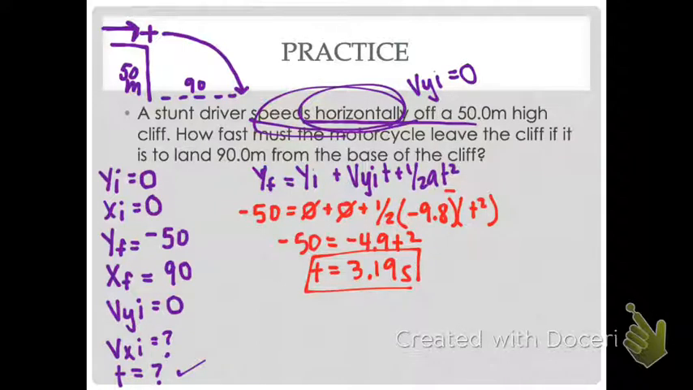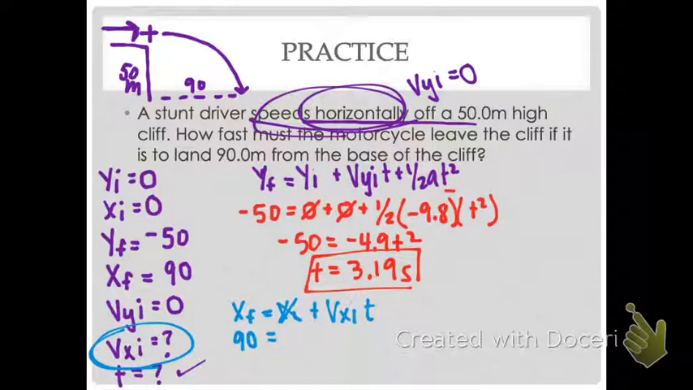You guys. All right, now I need to solve for VXI. So I take my second horizontal equation and I say X final equals X initial plus VXI times time. We know this is 90. We know that is 0, right? So VXI times 3.19.